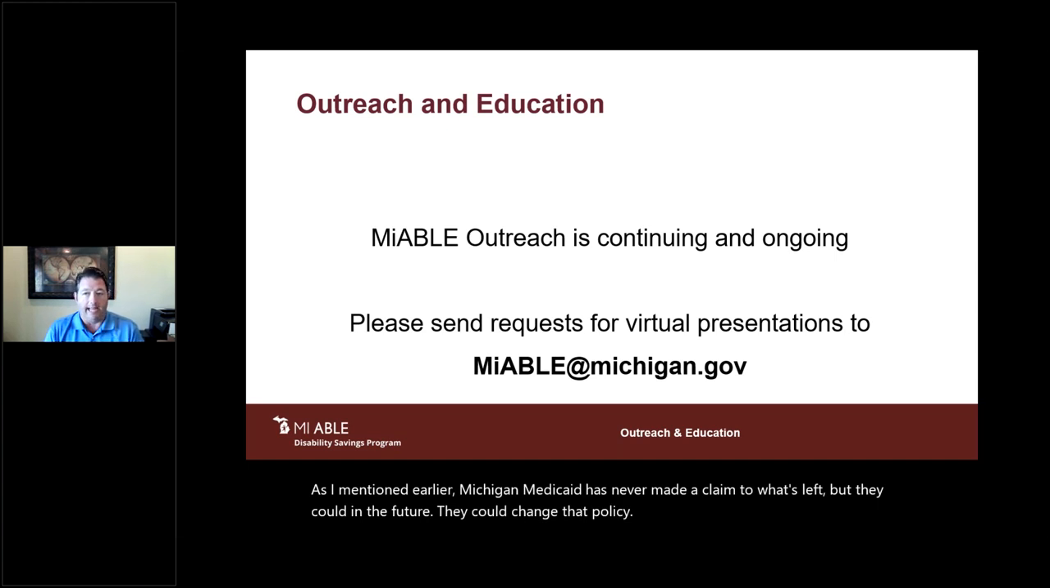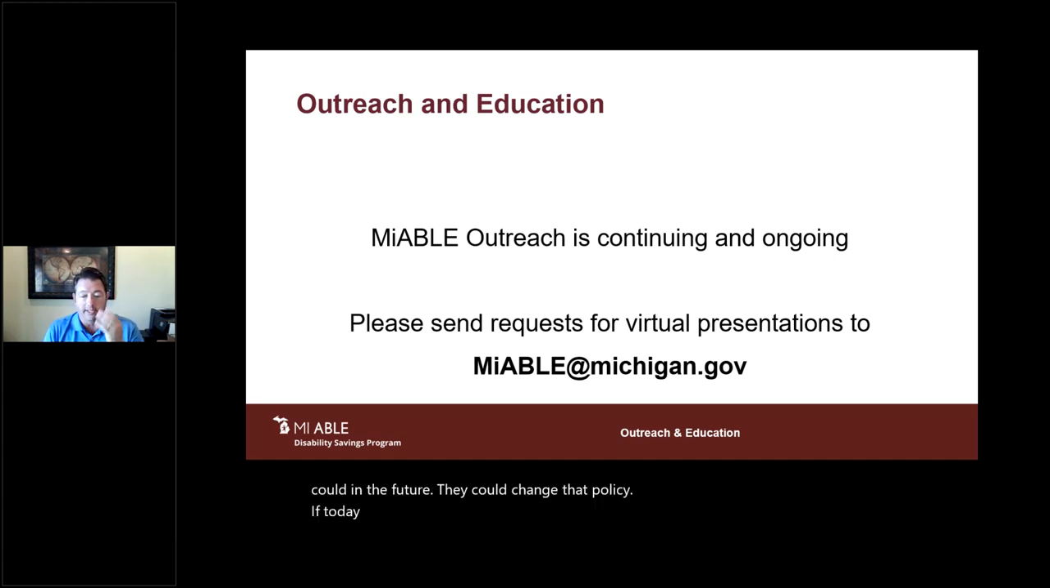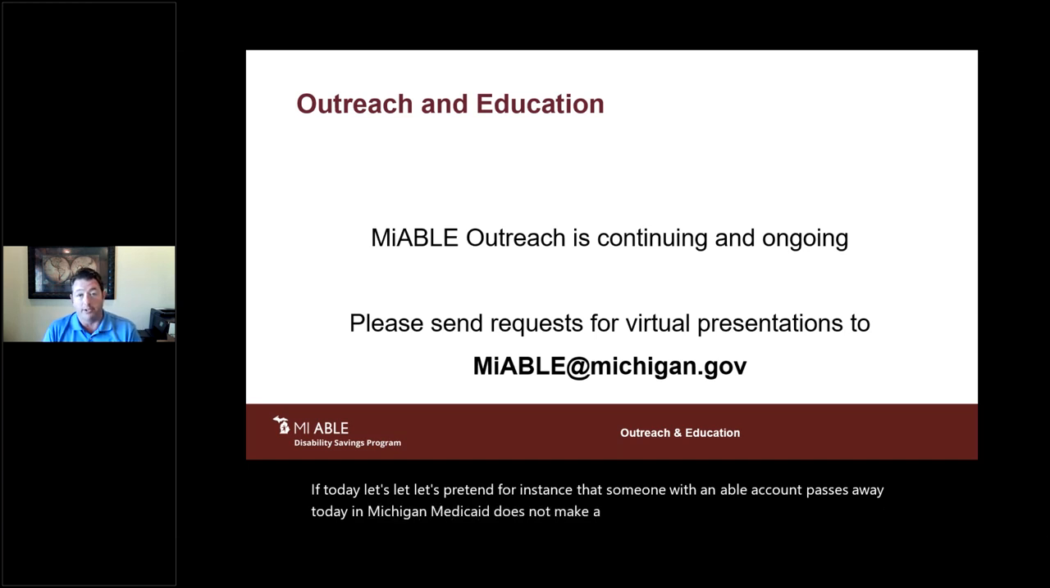Let's pretend, for instance, that someone with an ABLE account passes away today and Michigan Medicaid does not make a claim. Then it simply becomes part of that person's estate and it goes through the normal heirship process, just like any other financial asset, like a 401k or a bank account. So the answer to the question is yes, the state of Michigan Medicaid office is a creditor, but they have never made a claim to what's left.